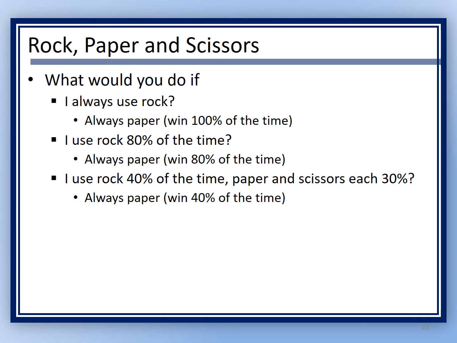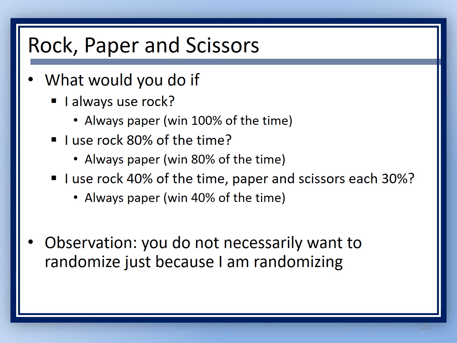What if I use rock 40% of the time, and paper and scissors each 30% of the time? What should you do? You should always use paper because that guarantees you win 40% of the time. That's still better than if you only use paper 30% of the time, where you win less often. You can try to calculate out all the possibilities. The lesson here is that it's actually not easy for people to randomize.